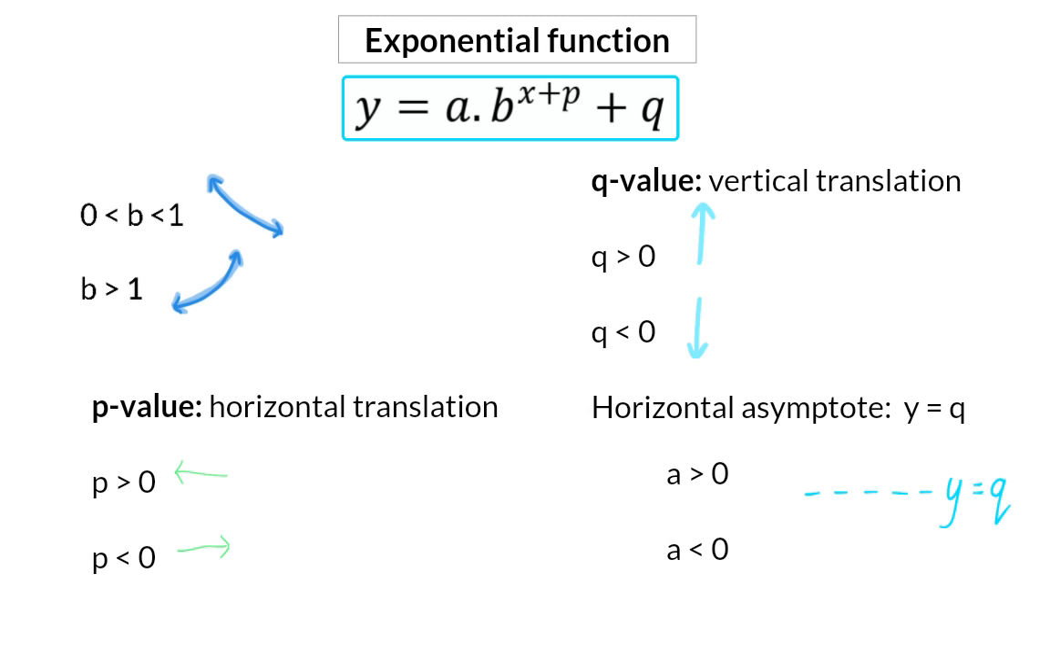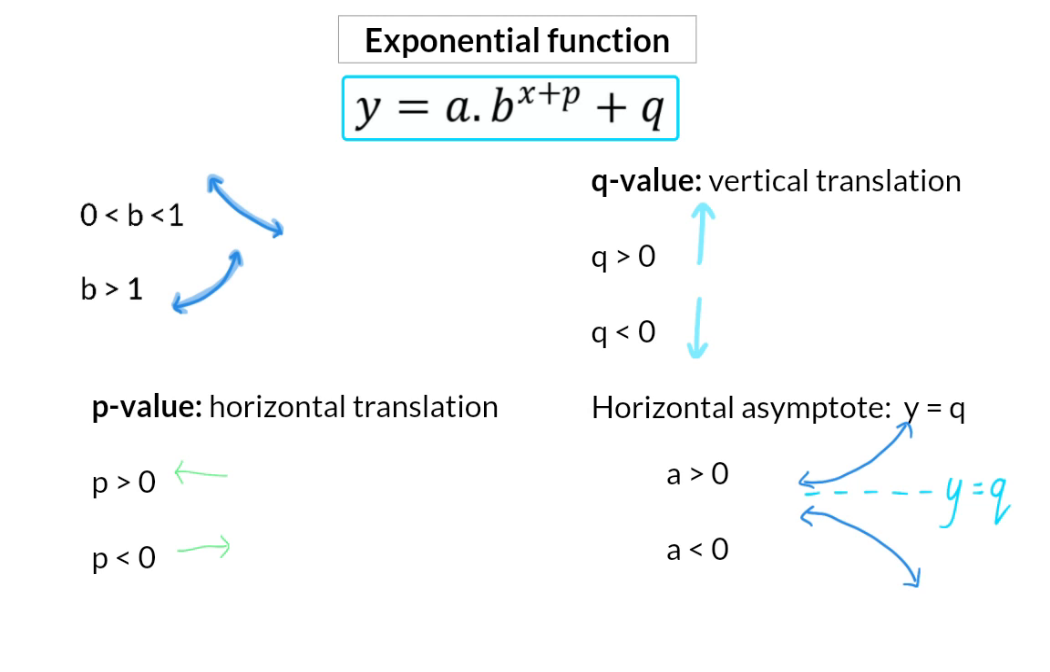Finally, the sign of the a value indicates whether the graph has been reflected around the x-axis. A positive a value indicates no reflection, and then the graph lies above its asymptote. A negative a value indicates that the reflection has taken place, and now the function lies below its asymptote.